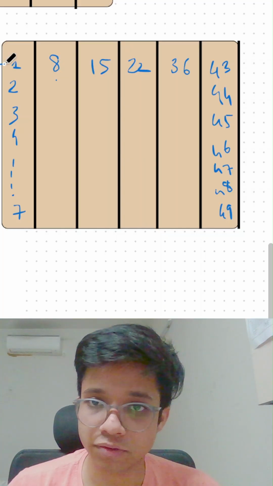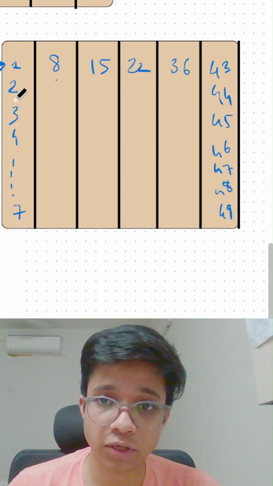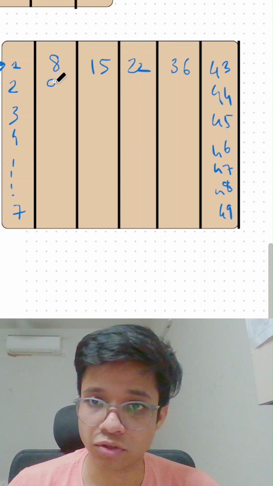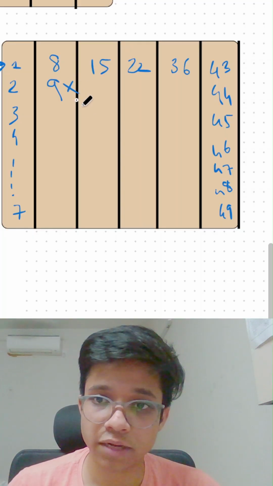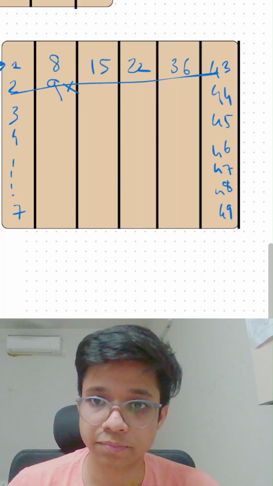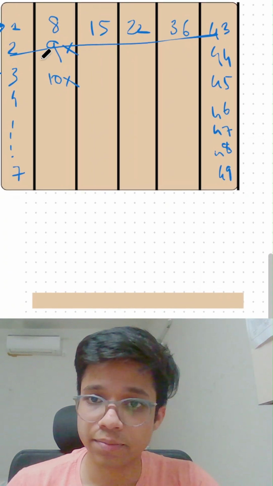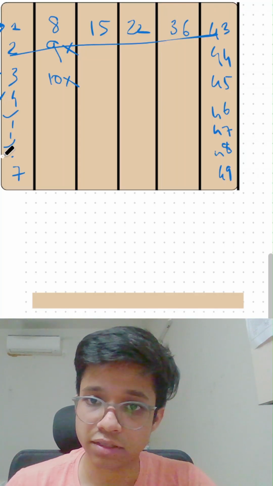So once we check 1, we are not going to check 1 because it is neither prime nor composite. We are going to check 2. 2 is prime. Then we're going to check the next thing, which is going to be 9. This is not a prime, so we won't check this row either. Then we will check 3. 10 is not prime, so we won't check this. Similarly, we'll check all these things till 7.